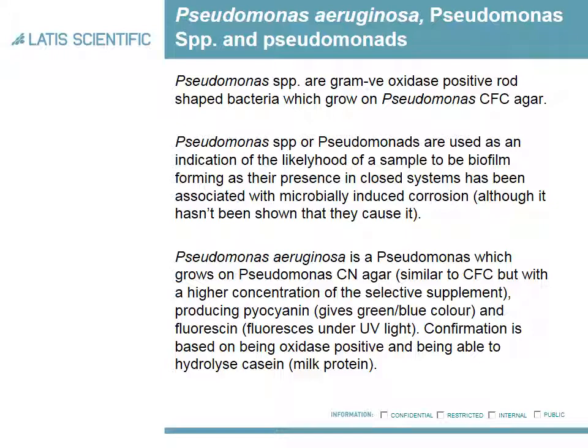And in the same way as E. coli is similar to coliforms, it's similar to the other Pseudomonas species, but it does a couple of extra things. So it produces a pigment called pyocyanin, which gives colonies a distinctive green-blue color, and fluorescein, which means it fluoresces under UV light. If you're doing it via Pseudalert, your confirmation is instant because you confirm it straight after incubation. Otherwise, you test it by checking the oxidase reaction and checking that it hydrolyzes casein, so it clears cetrimide milk agar.